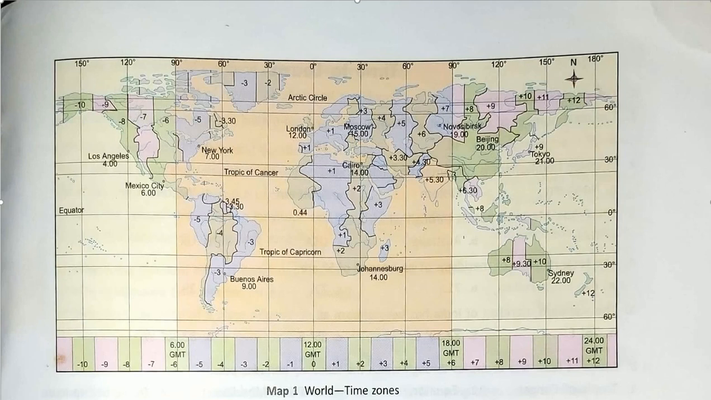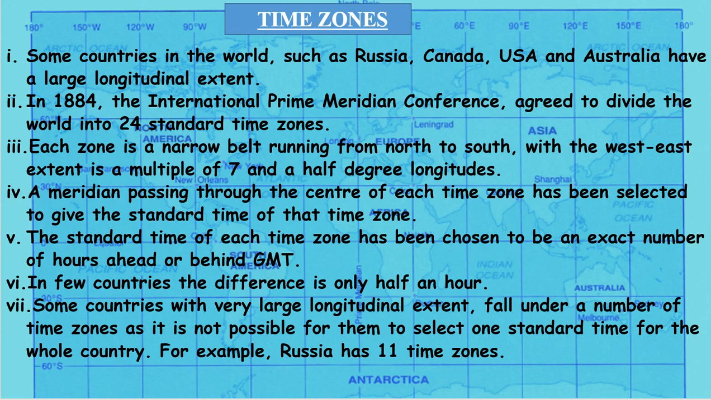For example, Russia has 11 time zones. Okay, how many time zones are there in Russia? 11. And there are 6 time zones in USA. Okay, 11 in Russia, 6 in USA. We have already discussed time zones with the pictures also, as you have these pictures in your book as well. Do see these figures which have been given in your book.